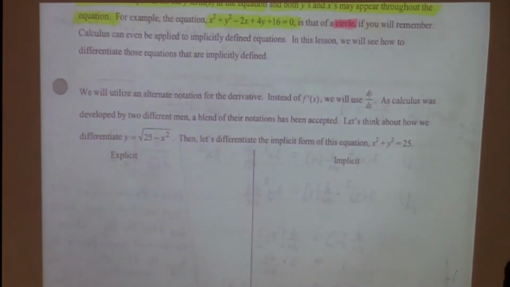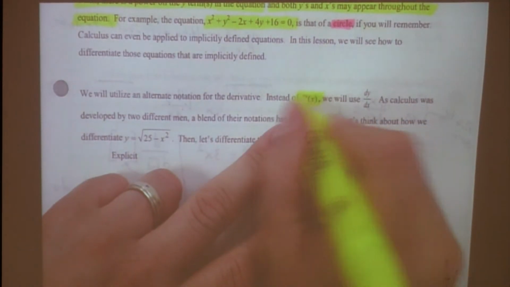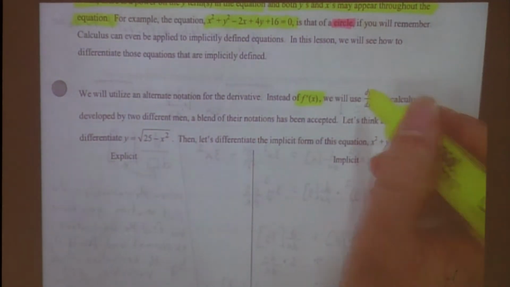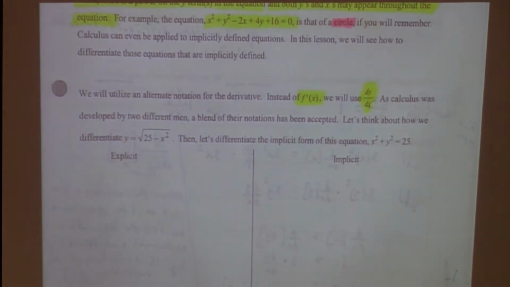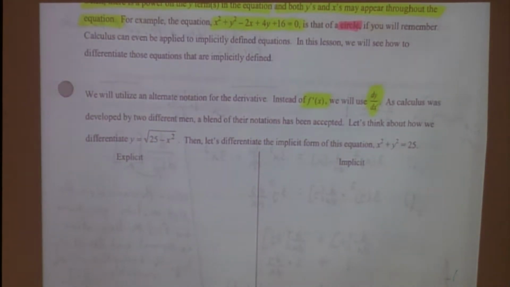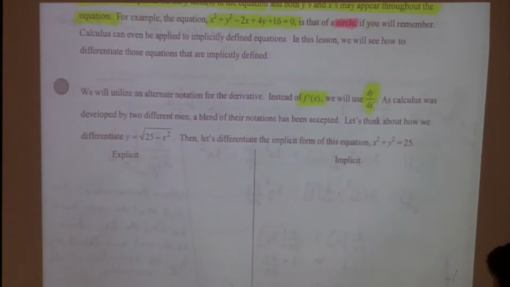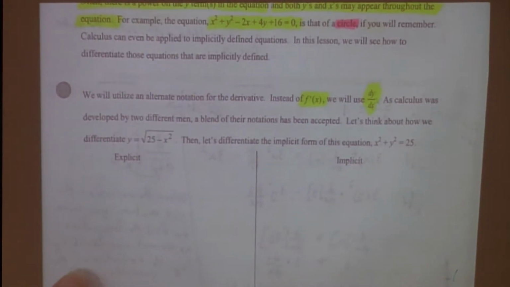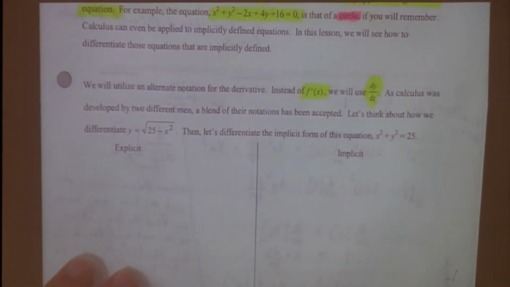All right, so it says we will utilize an alternate notation for the derivative. Instead of f prime, since we're not going to be working with functions entirely, we're going to use dy dx. So anytime I ask you to find the derivative with respect to x, it's going to be dy over dx. As calculus was developed by two different men, a blend of their notation has been accepted. Some of them use y prime, some of them use dy dx. We use both of them now. Cool? All right, so let's find the derivatives both ways, implicitly and explicitly.